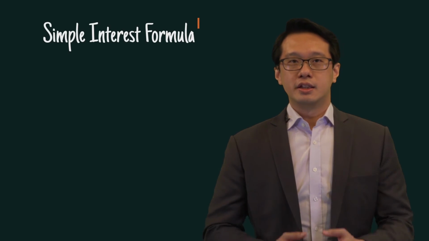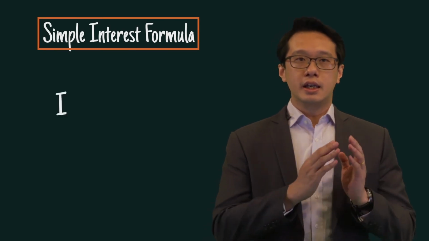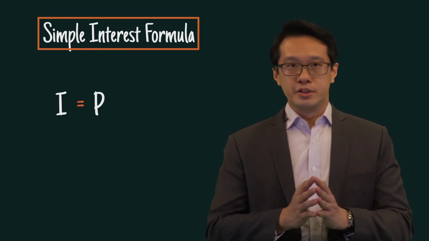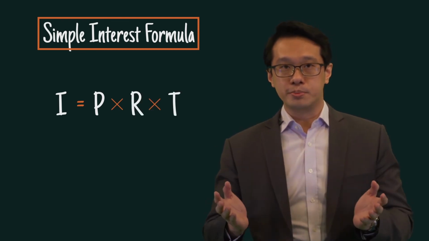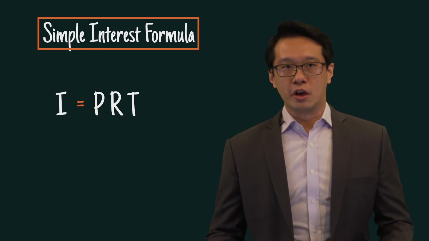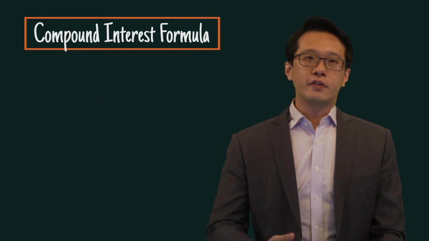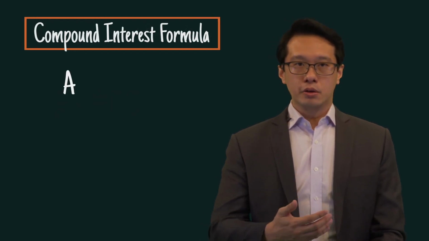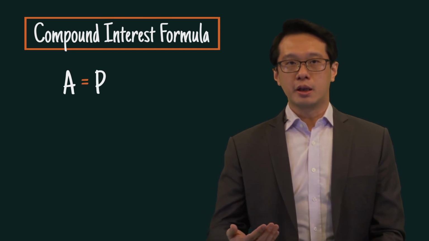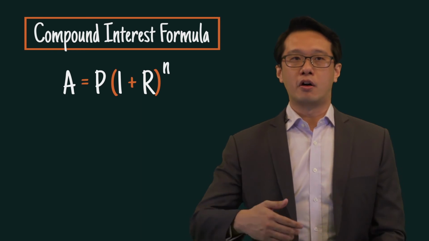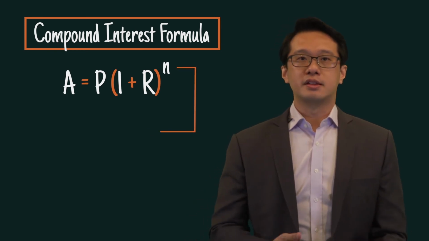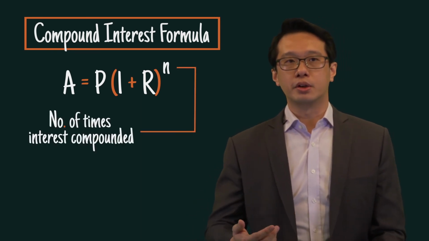The last segment is on simple and compound interest. The formula for simple interest is interest is equals to principal sum times interest rate times time period, or simply I equals to PRT. The formula for compound interest is amount equals to principal times 1 plus interest rate in brackets raised to the power of n, where n is the number of times the interest is compounded within a time period.